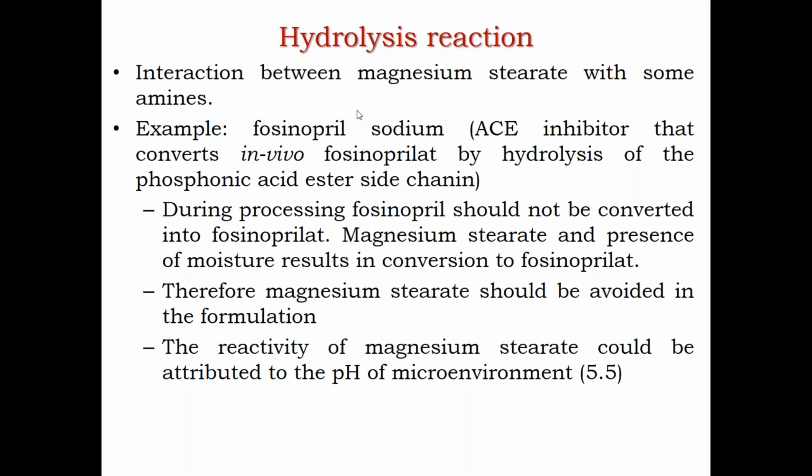So coming to the next type of chemical interaction, that is a hydrolysis reaction. You know what is hydrolysis? It happens in the presence of water. All that chemical theory aspect we are not discussing in detail. So let's look into the example. Fosinopril sodium, which belongs to the ACE inhibitor category. What they expected was when they formulated this, in vivo it is converted into fosinoprilat. That is a conversion which is a must for this particular drug to exhibit its action. And that happens mainly because of the hydrolysis.